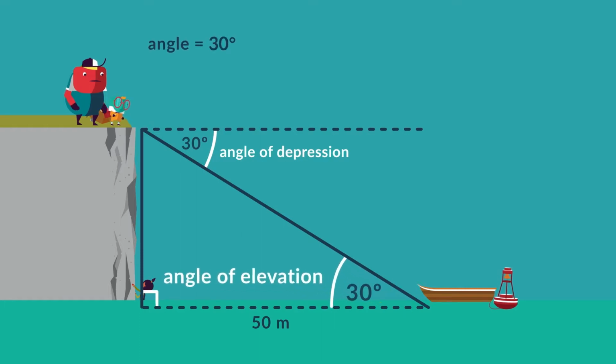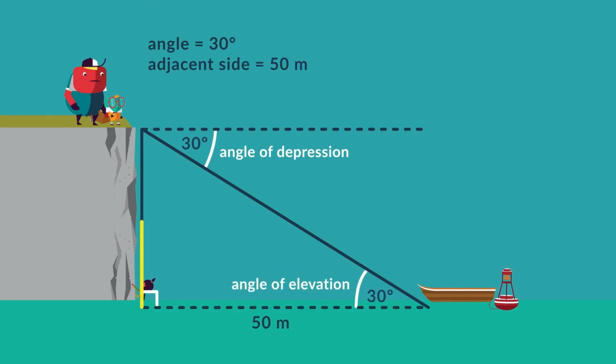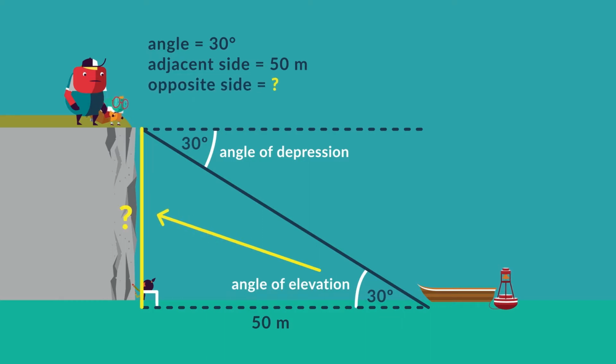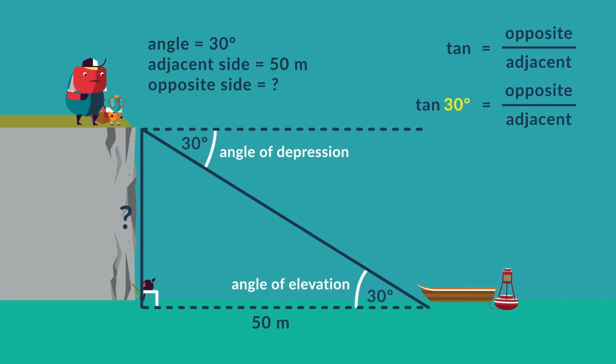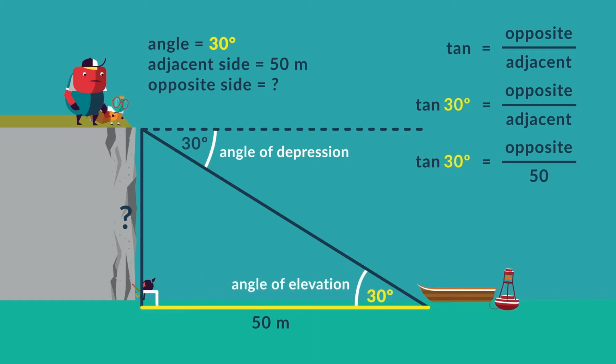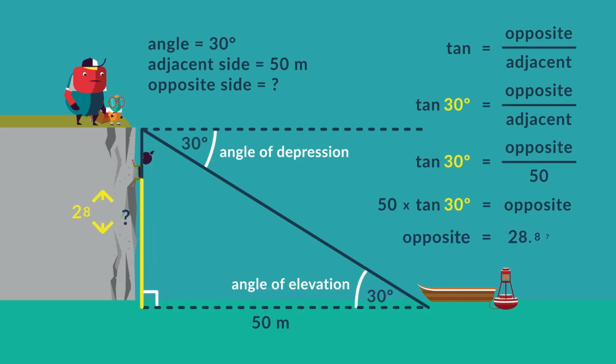Fidel now has the value of the reference angle and the length of one side, the side adjacent to the reference angle, which is enough to find the height of the cliff, which is the length of the side opposite to the reference angle. From SOHCAHTOA, he knows to use the tan ratio and places the known values. Reference angle, 30 degrees. Adjacent side, 50 meters. To find the value for the opposite side, rearrange the equation so that opposite is by itself on one side. The answer? 28.87 meters. Easy.